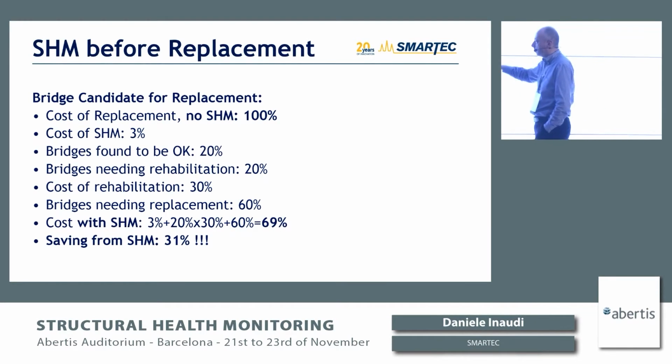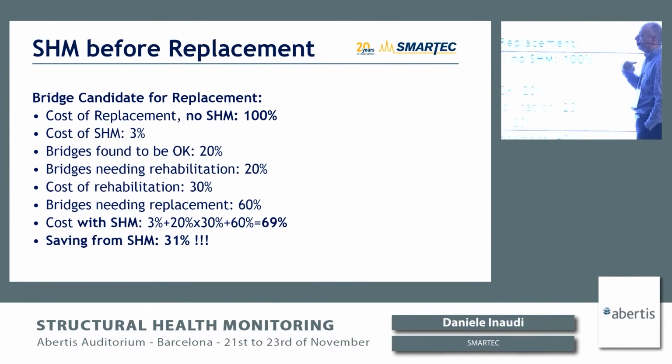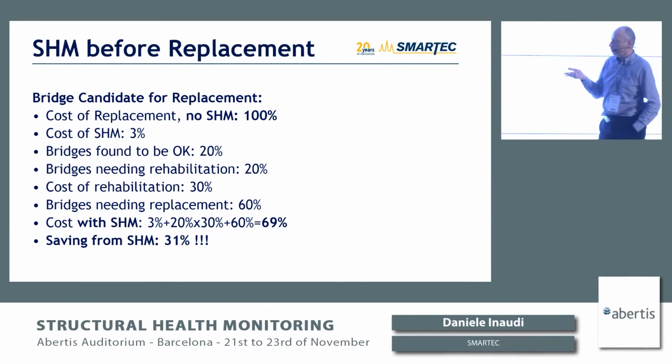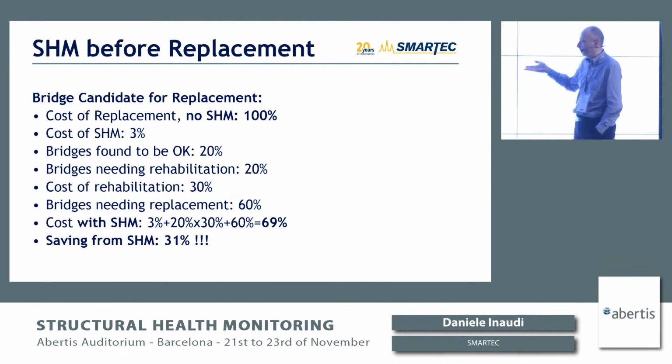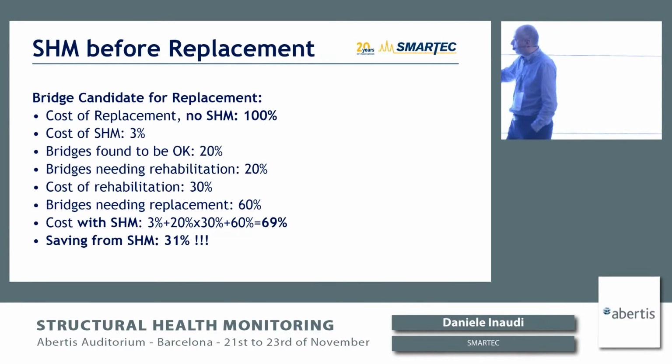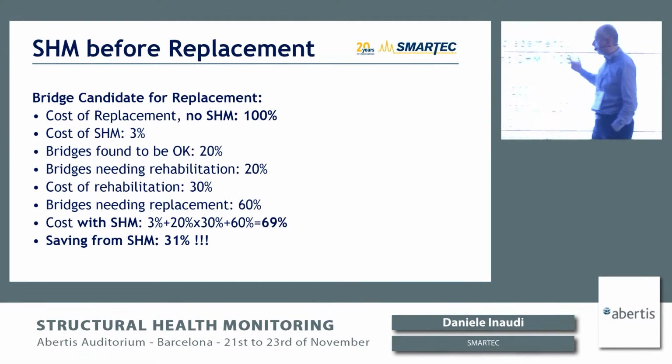Now you can assume that instead you do something different. You first install a structural health monitoring system, and then you use the data obtained from that monitoring system to assess the real condition of the bridge. And if they're found in good condition, you can extend the lifetime. And if you find they're really bad, you still need to replace them. So we assume that the cost of doing that is 3% of the reconstruction cost.